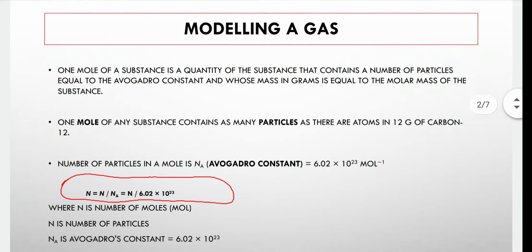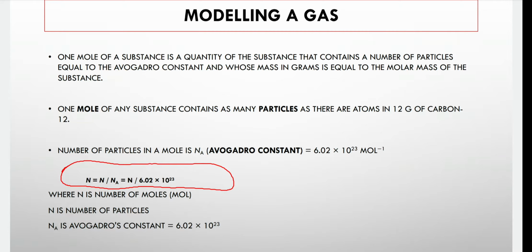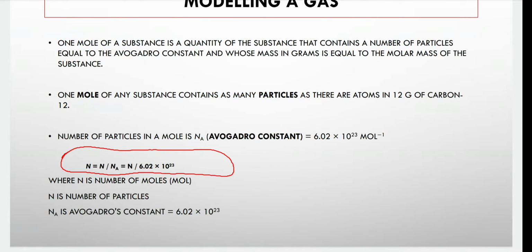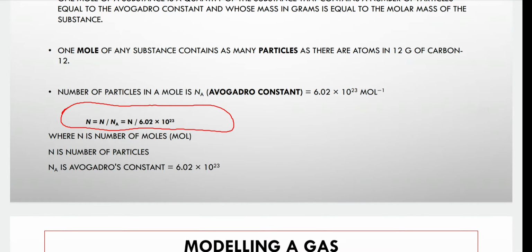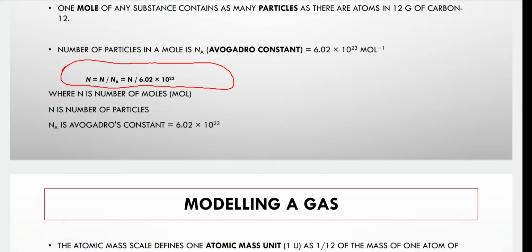because you are multiplying 2 atoms by 1 of their atomic mass. So we said 1 mole of any substance contains as many particles as there are atoms in 12 grams of carbon 12. We take carbon as a base, where the amount of particles equals 1 mole. The number of particles in a mole is Avogadro's number. We call Avogadro's number Na, and this constant equals 6.02 multiplied by 10 to the power 23 mole minus 1.